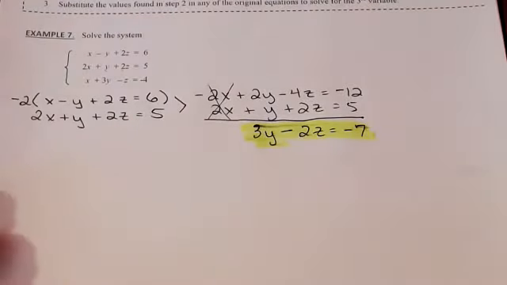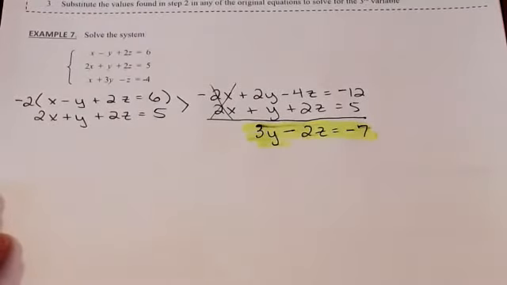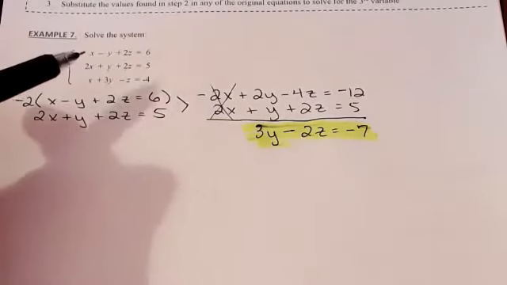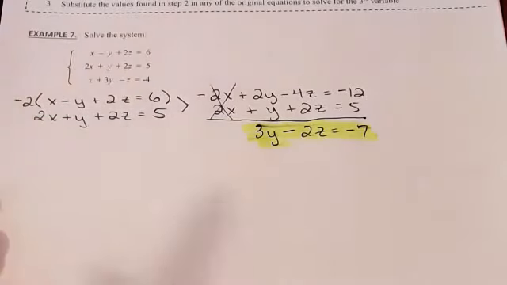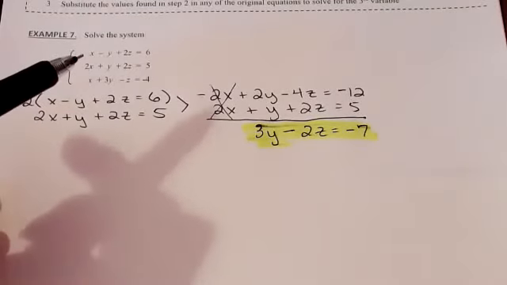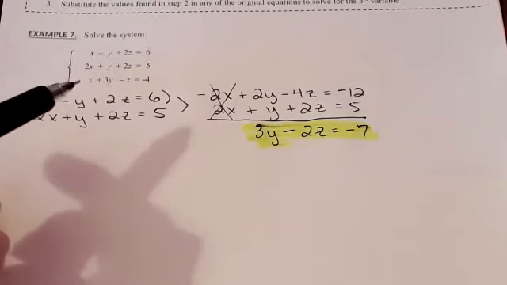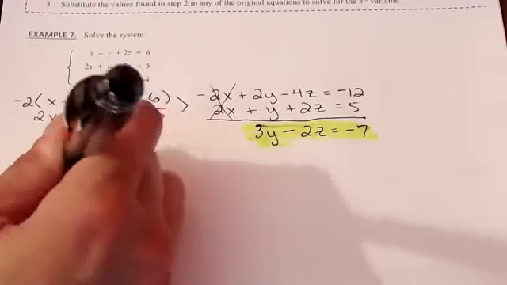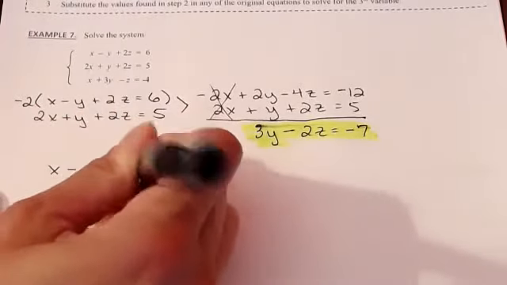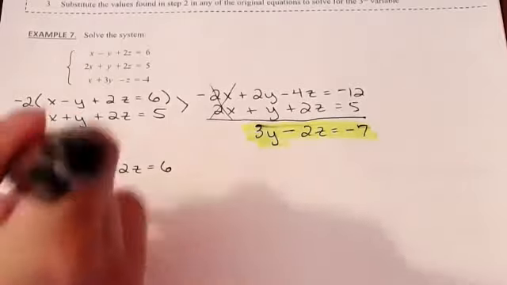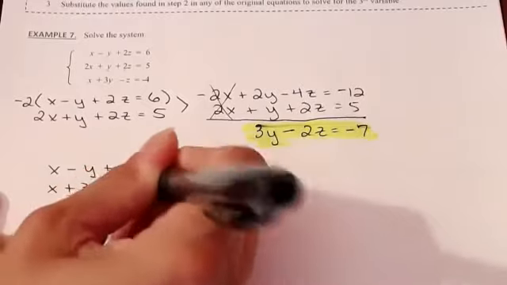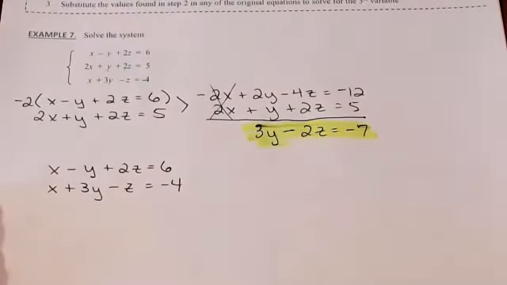All right, let's go back to the drawing board. In order to derive this equation, I manipulated the first 2. I'm going to use a different pair this time, and I'm going to eliminate x again. This time, I'm going to use the first equation and the third one. So I'm going to go ahead and write x minus y plus 2z is equal to 6. And underneath that, I've got x plus 3y minus z is equal to negative 4.